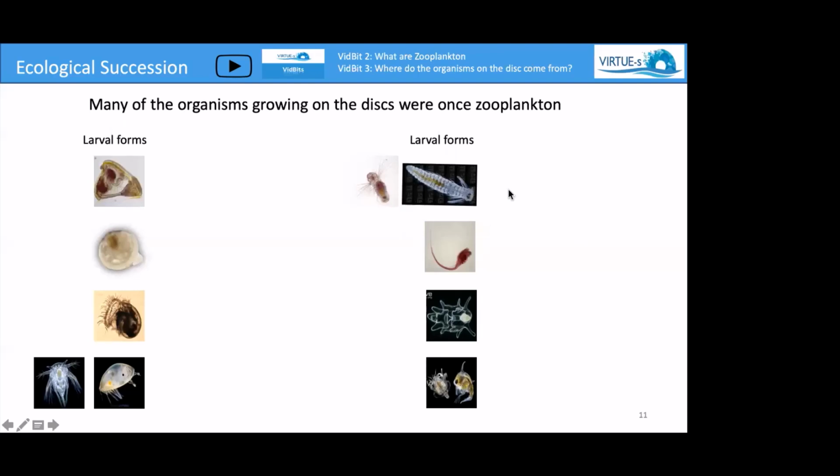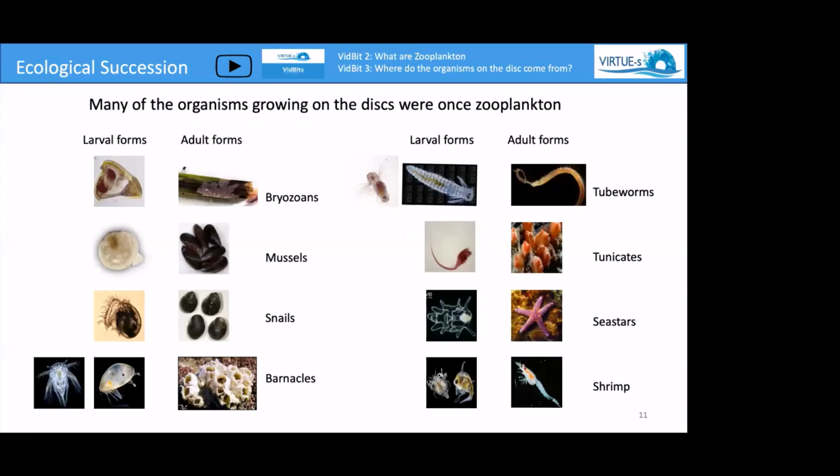These zooplankton are called meroplankton because they are only plankton in one stage of their lives, usually as larvae or in the young stages. So here are some of the larval forms, and these are some of the fouling organisms that you will find later on the disk, the bryozoans, the mussels and snails, and so on.